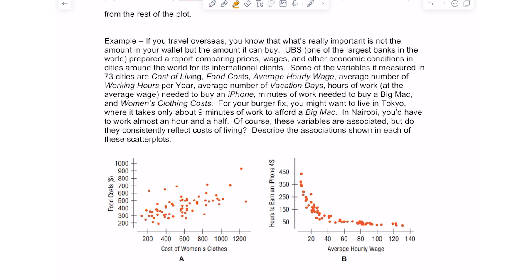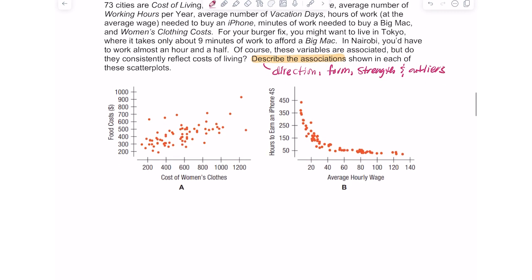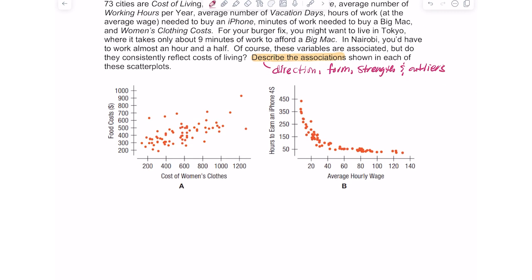So anytime we're asked to describe an association, we want to mention three things, but also add a fourth one in. We want to talk about direction, form, strength, and then also I'm going to throw in there any potential outliers or clusters of data that are away from the rest of the data. So in our first scatter plot A, how would you describe the direction, form, and strength? And are there any outliers?